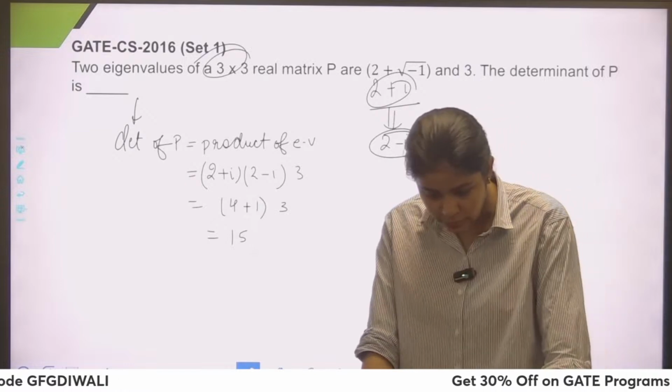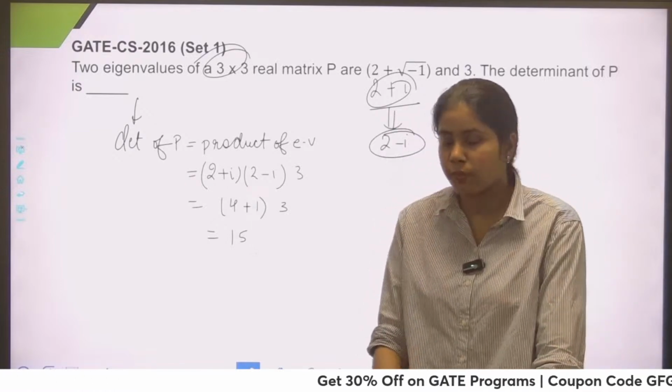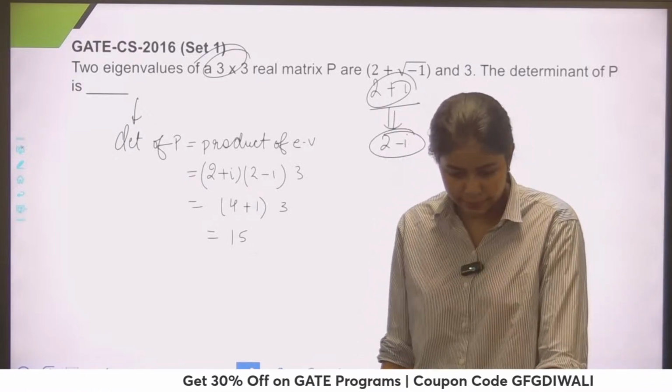Why are you getting it, Akhil? Okay, 2 minus i, right. 2 minus i would also be the root, right, Akhil? True.